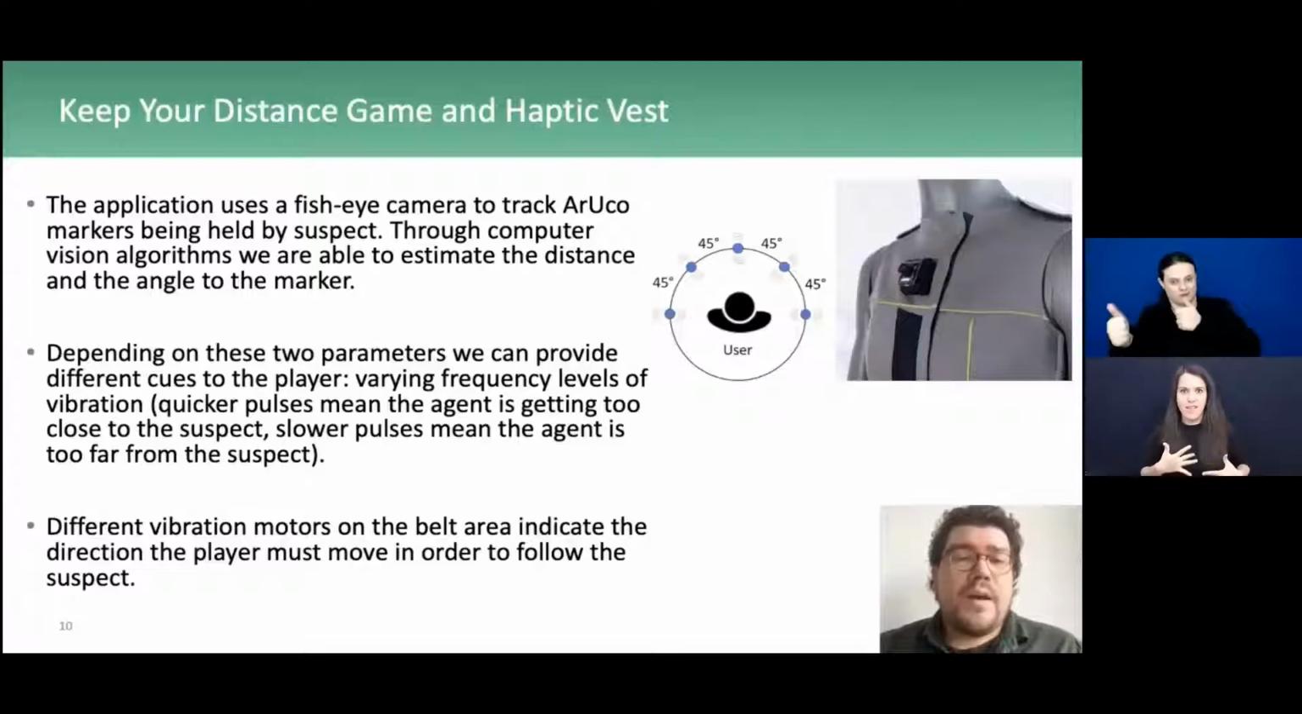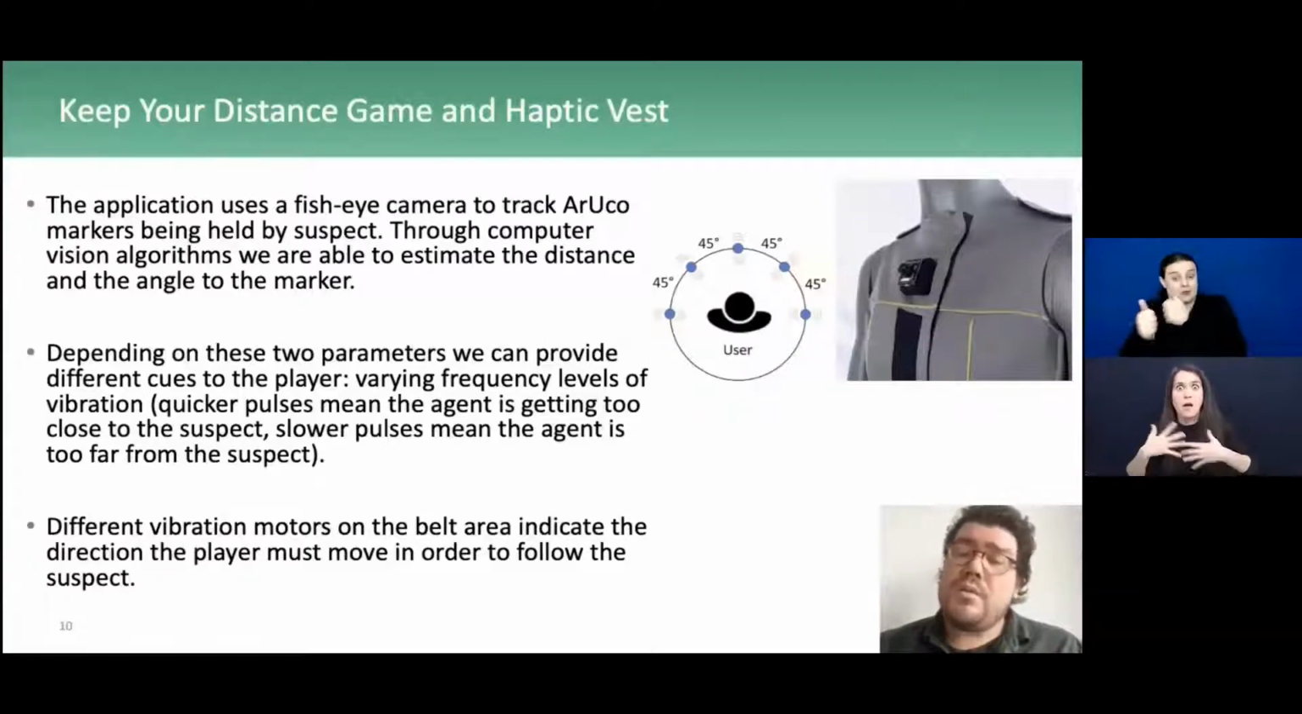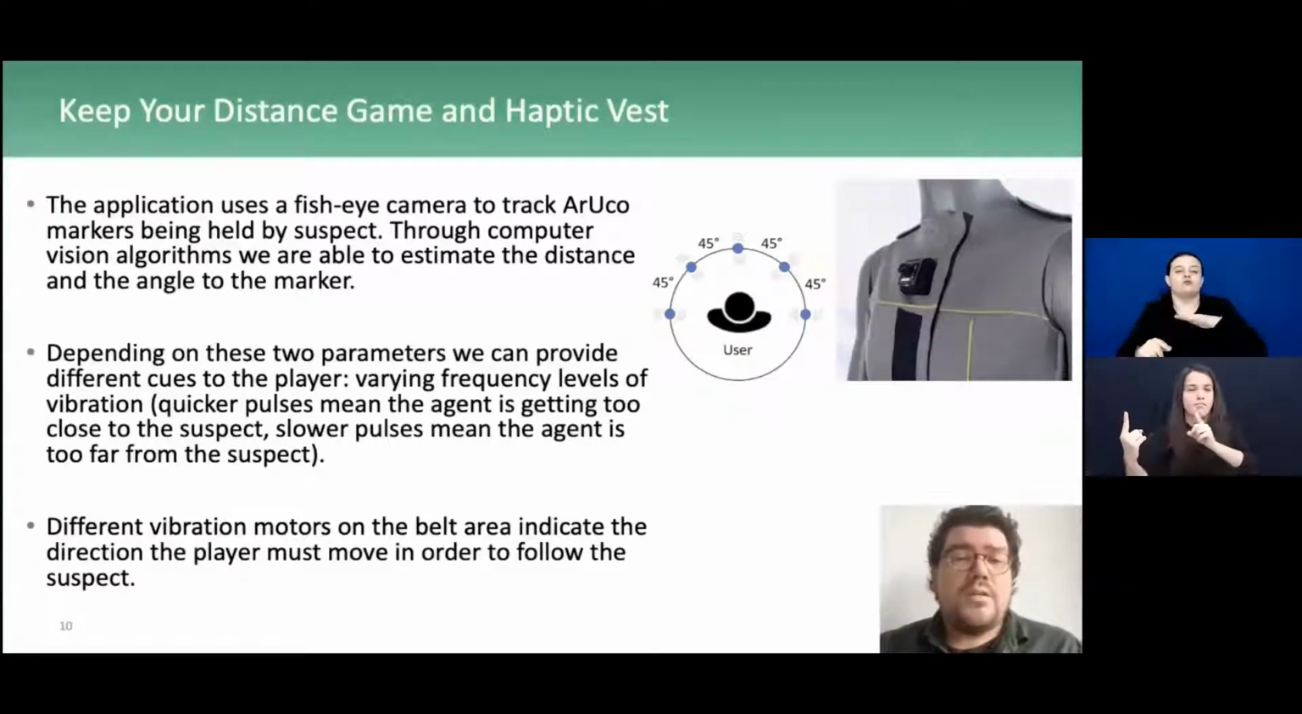So we can provide different frequency levels of vibration. That means quicker pulses mean the agent is getting too close to the suspect, and slower pulses mean the agent is too far from the suspect.